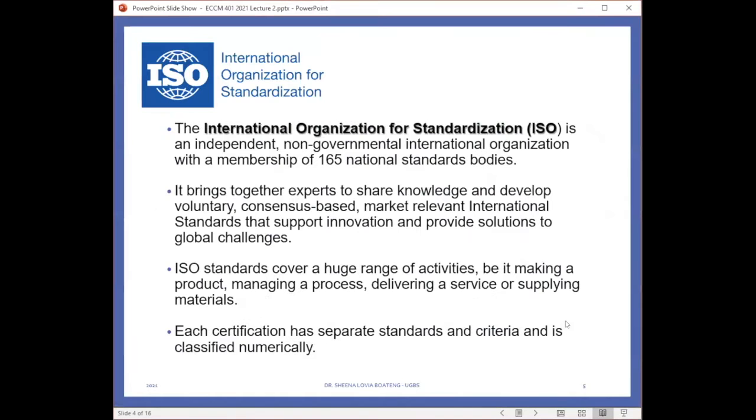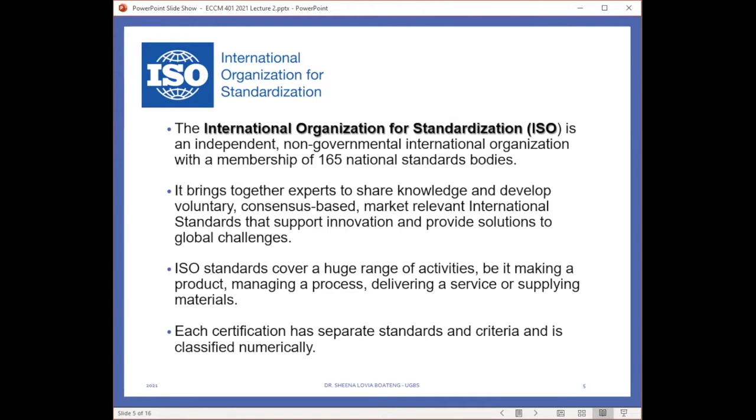So what is the International Organization for Standardization? It is an independent, non-governmental international organization with a membership of 165 national standards bodies. So these 165 national standard bodies we are talking about are all the national institutions for standardization across the world.